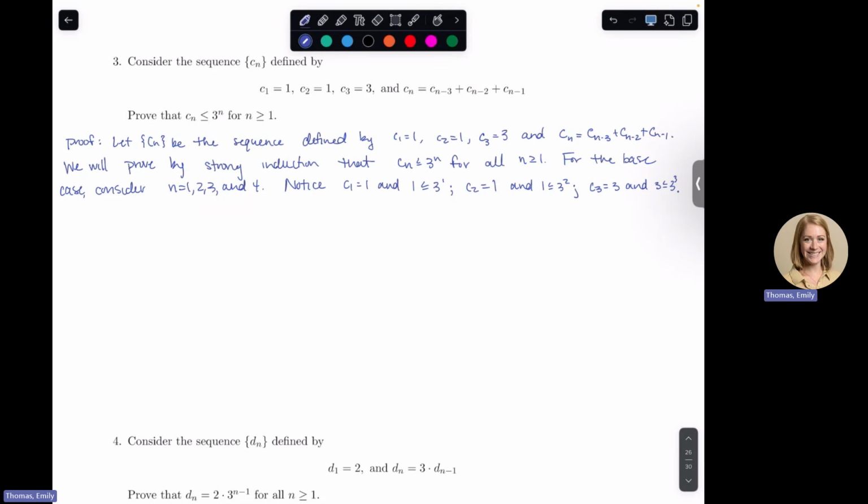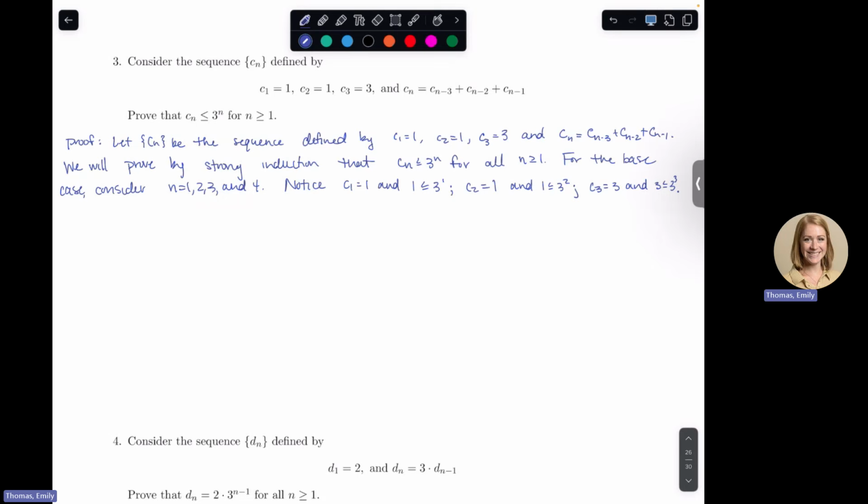Are you done with this one, or are you still stuck? Do you need help? Should I continue doing this proof or no? Yes, okay. So we have this sequence C sub n defined by C1 equals 1, C2 equals 1, C3 equals 3, and C sub n defined recursively. We're going to prove by strong induction that C sub n is less than or equal to 3 to the n for all n greater than or equal to 1. For the base case, consider n equal to 1, 2, 3, and 4. C1 is 1, 1 is less than or equal to 3 to the first. C2 is 1, 1 is less than or equal to 3 squared. C3 is 3, and 3 is less than or equal to 3 cubed.